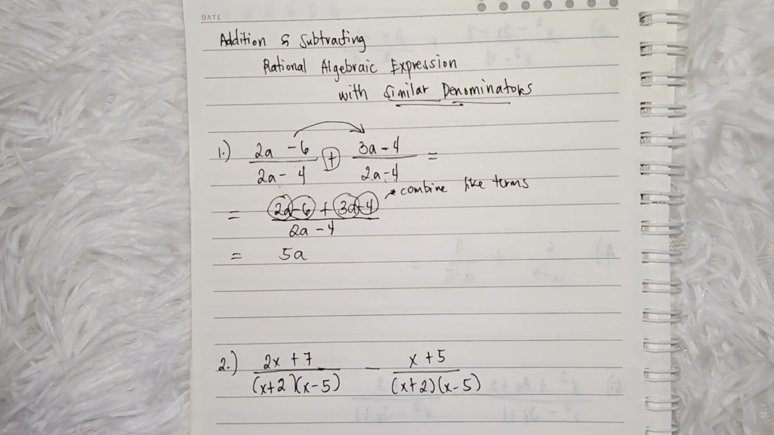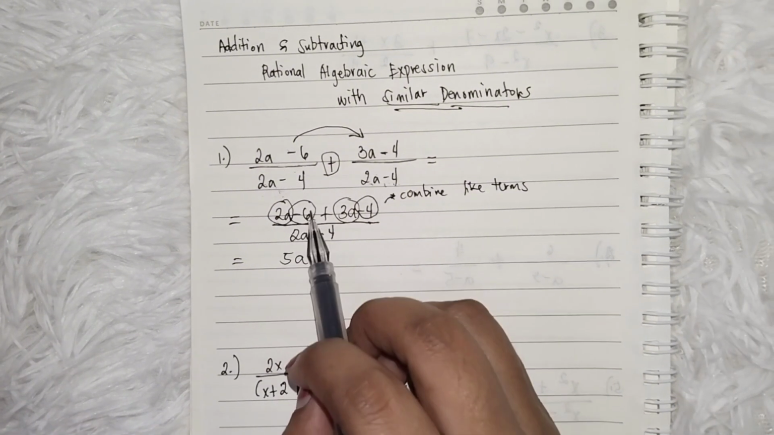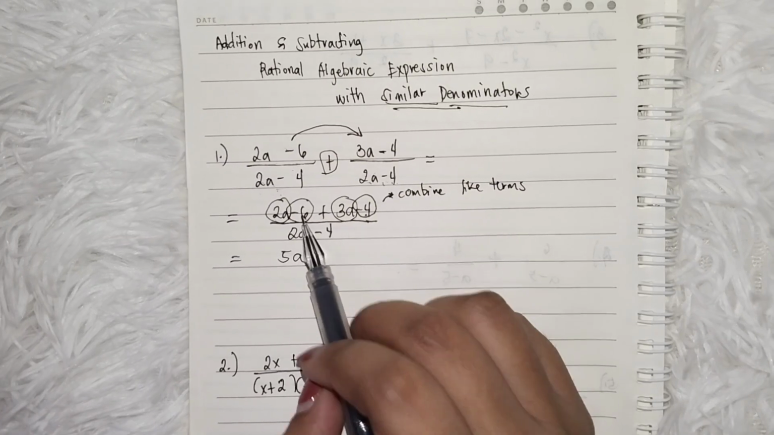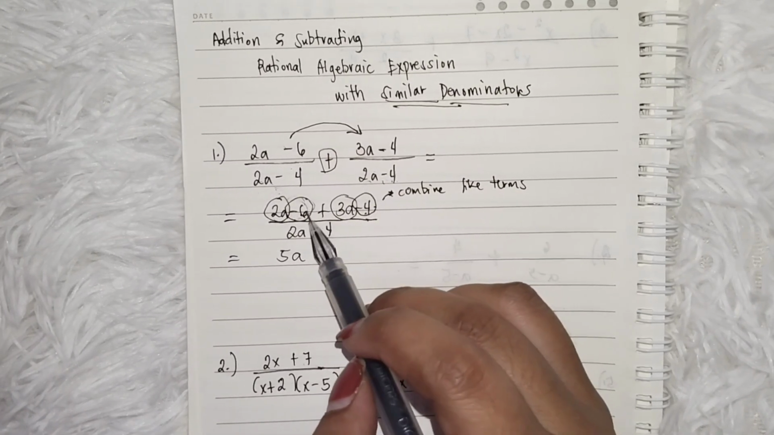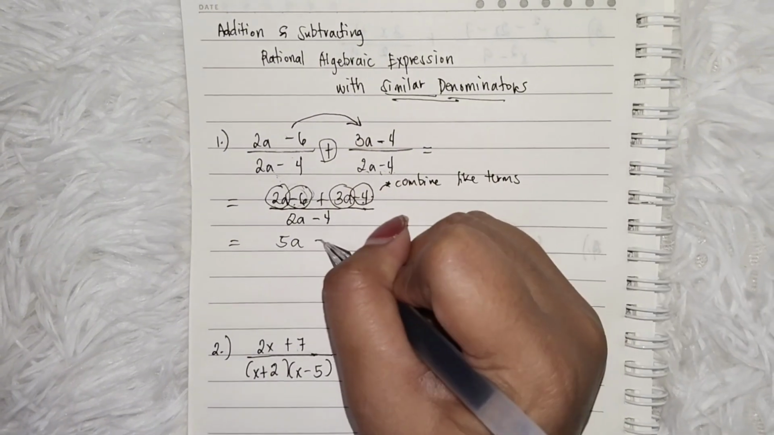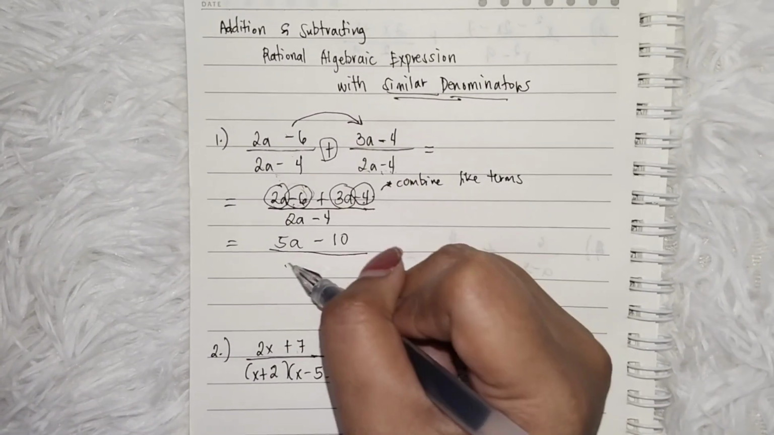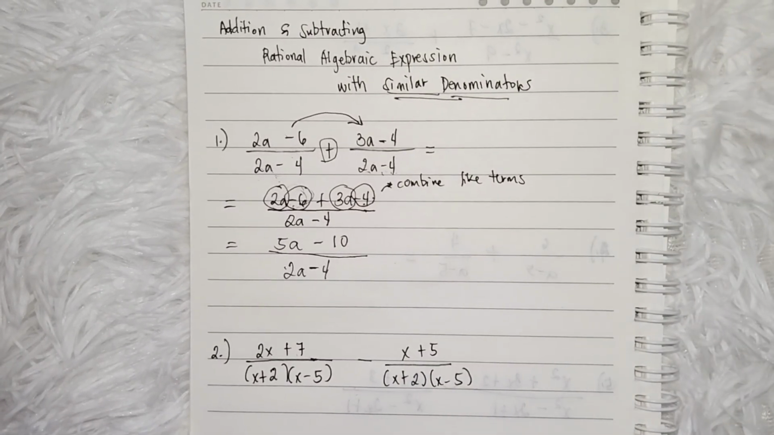So, ibig sabihin dito, kailangan knowledgeable enough na din kayo on how to add and subtract integers or positive and negative numbers including 0. Okay? So, si negative 6 and negative 4 ay parehas ang sign. So, you have to add them. 6 plus 4 is 10. Pero, you have to copy the sign of the highest number which is negative. So, meron kang negative 10 in there. Okay? Then, copy again the denominator 2a minus 4. Yan. Actually, okay na yan.